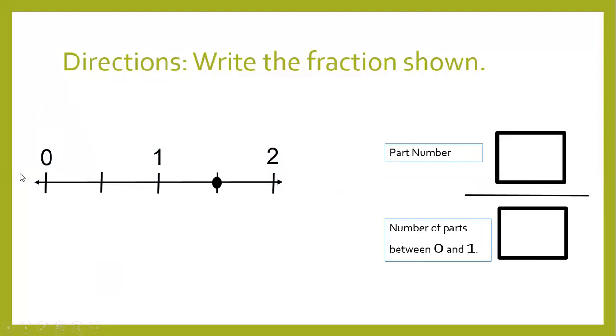When we look at our number line to find our fraction, again, starting at the denominator, we're going to look at the number of parts between 0 and 1. Now remember, boys and girls, we're not going to go all the way to the 2. We just want to take a look at the parts between the 0 and the 1. So when we look at that, we have 1, 2 parts, okay? Now we're going to look for the part number. Where is this dot located on this number line?